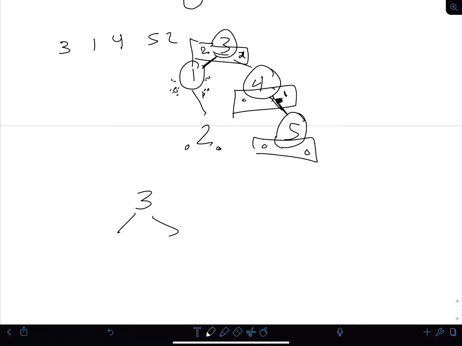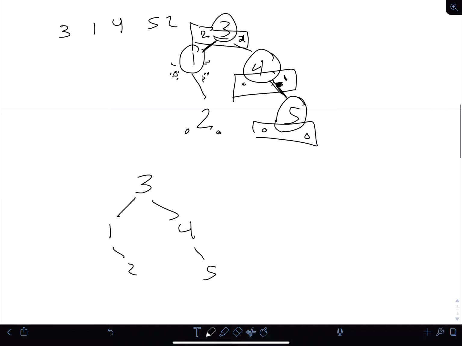Let me redraw the tree now since it's getting kind of messy. So we have 0, 0, we have a 1, 0, and 2 because we took the biggest number there. And here we have 0, 0, we have a 1, 0, and 2.